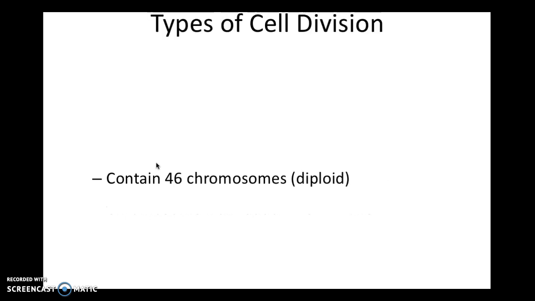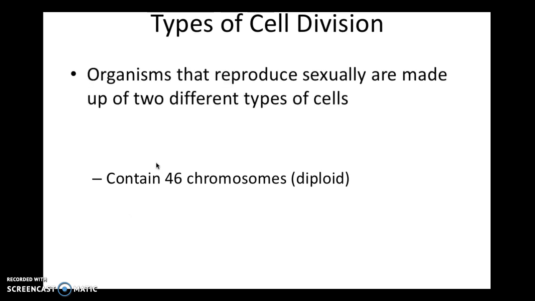Okay, so we have some different types of cell division. Organisms that reproduce sexually, meaning humans, fish, insects, even plants, but not always, have two different types of cells. The first one is called somatic cells. The root word soma means body. They're your body cells. They contain 46 chromosomes, which is diploid.